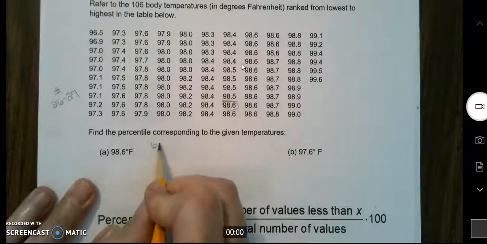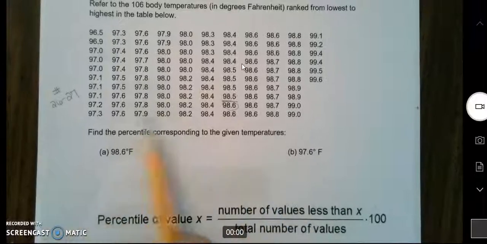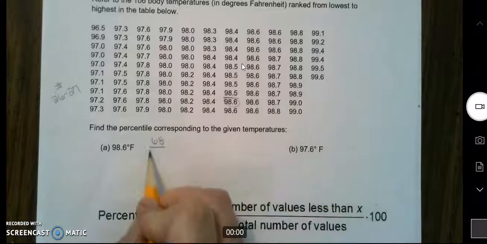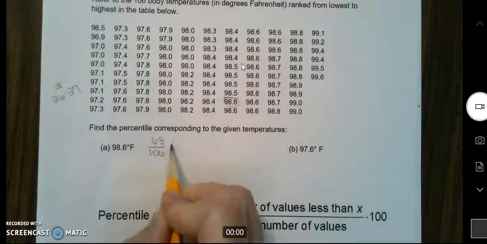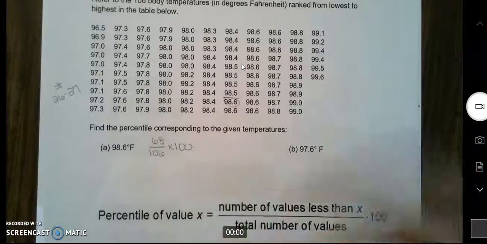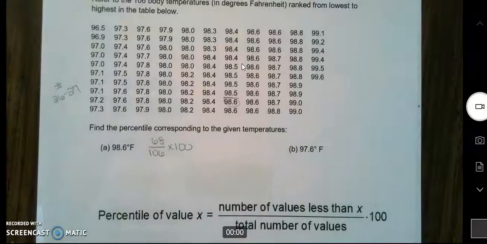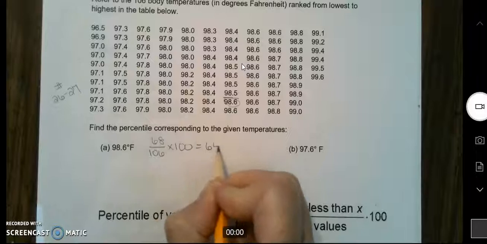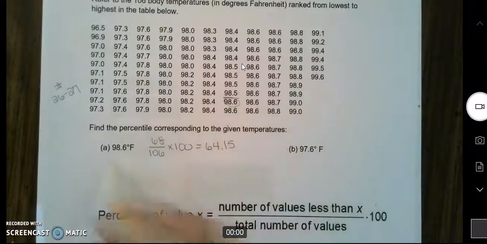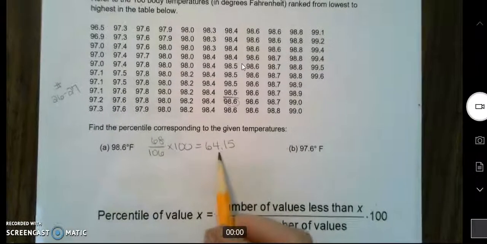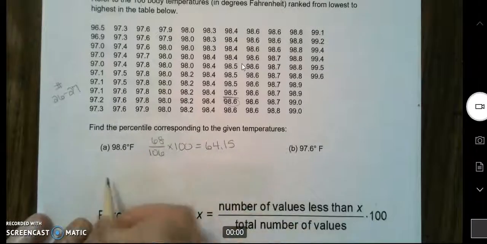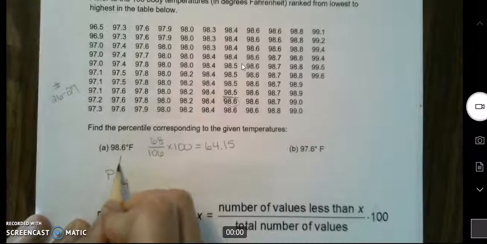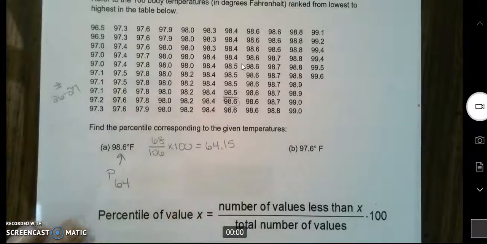So 68 divided by the total. Altogether there are 106 temperatures here. And then I'm going to multiply it by 100. So if you plug that in your calculator, you end up with 64.15. Okay, for percentiles, you want to round that to the nearest whole number, so that'll be the 64th percentile. Okay, so this corresponds to the 64th percentile.